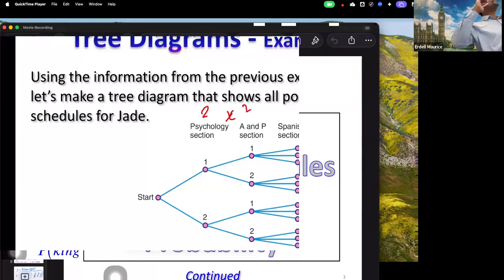But then there are 3 sections of Spanish, and so then she'll have 3 choices, 1, 2, 3, from each of these nodes. 4 times 3 gives us a total of 12, and so she'll have 12 possible course selections. All right? Questions there? For example, she can choose to have section 1 in psychology, section 2 in A&P, and section 3 in Spanish. And that's one possible class schedule that she could have.